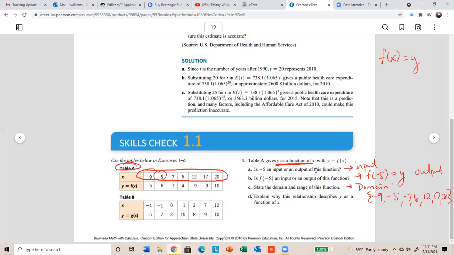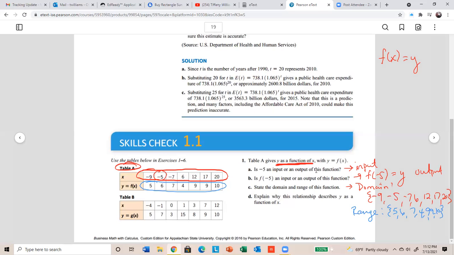So if that's our domain, my range is going to be the y values. And of course, my y values are these numbers down here. So my range is going to be, here are my little braces again, 5, 6, 7, 4, 9, 9, and 10. Now, one of the things that I do want to point out here, we'll cover that in part D. So part D, explain why this relationship describes y as a function of x.